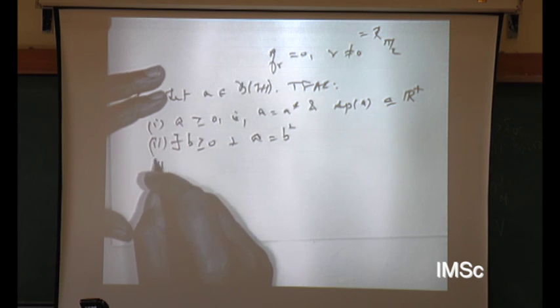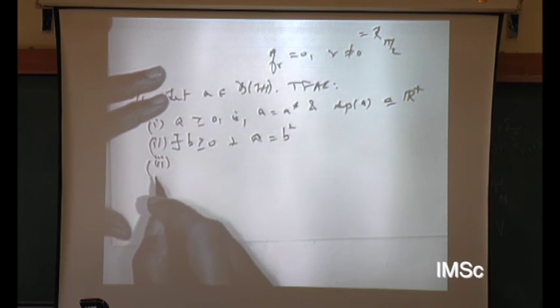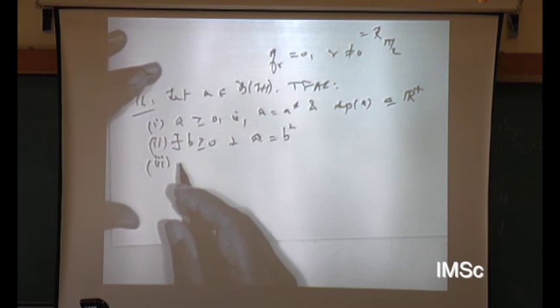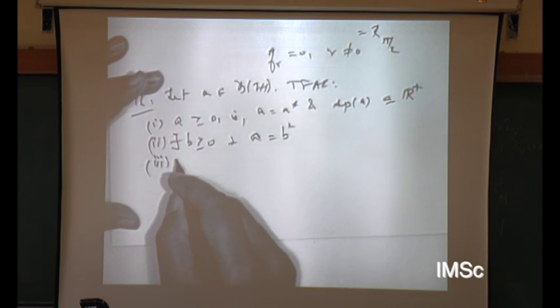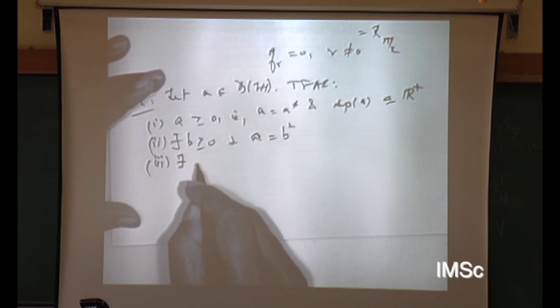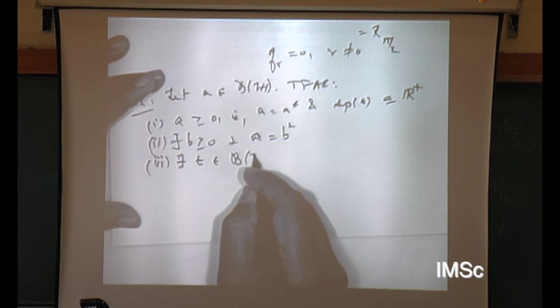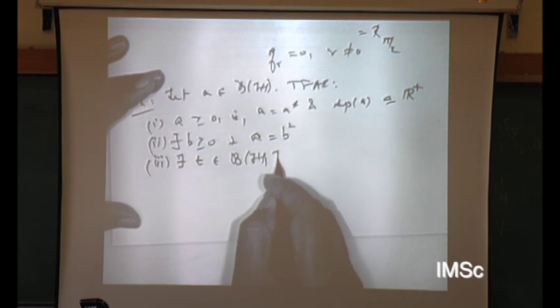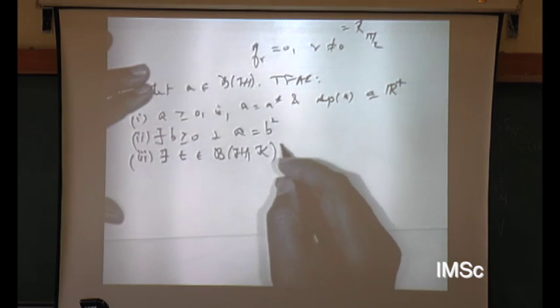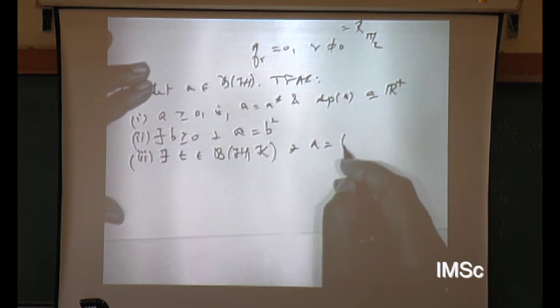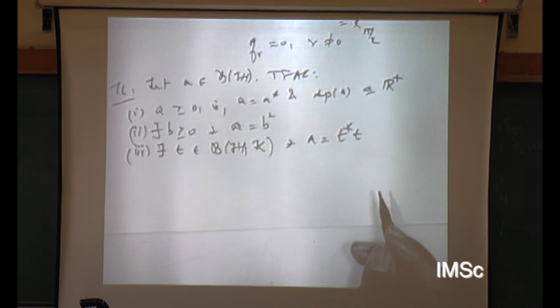We've seen this already. In fact, we know that such a positive square root is unique. And let me say, there exists a T in B(H, K) for some K such that A equals T star T.